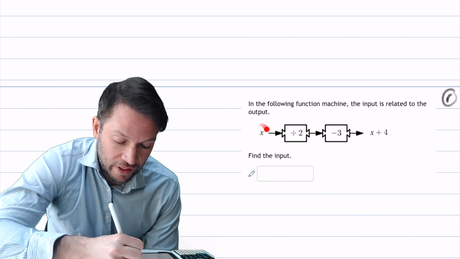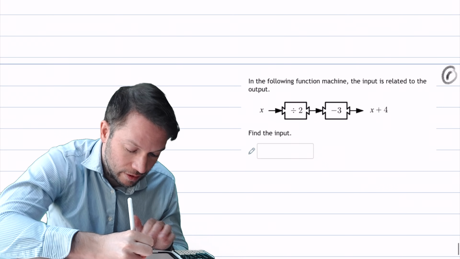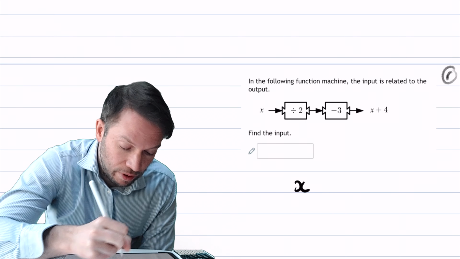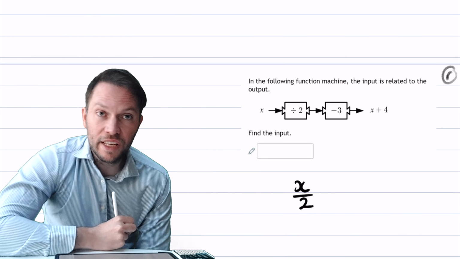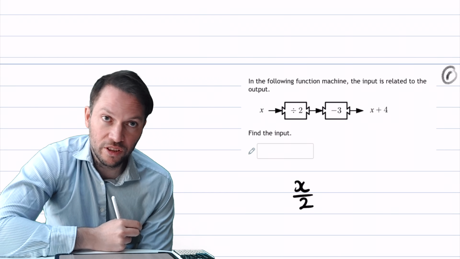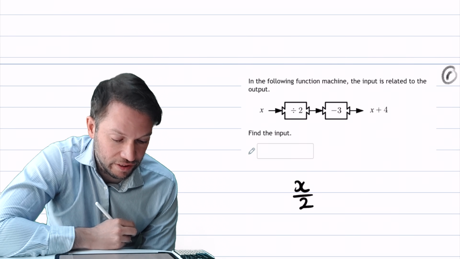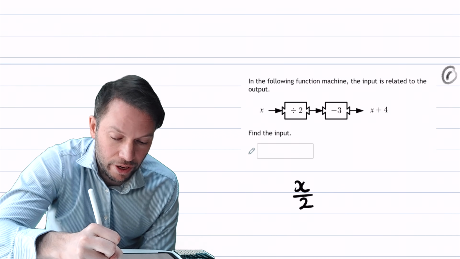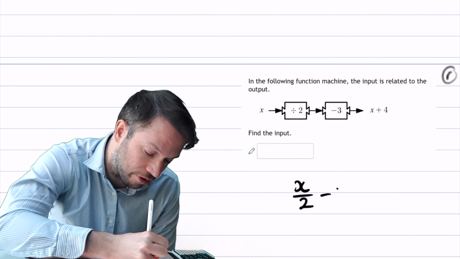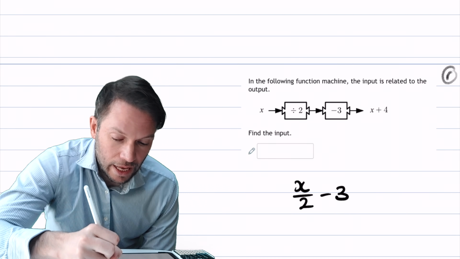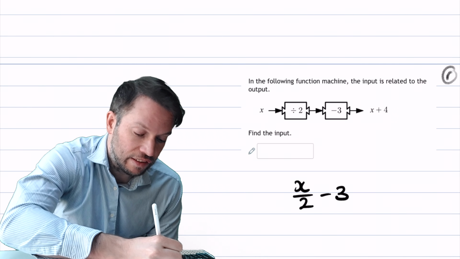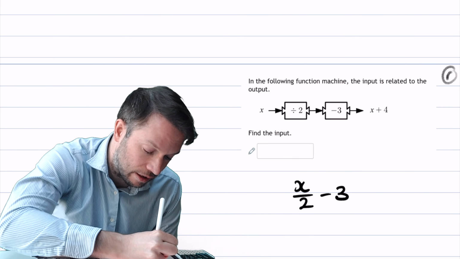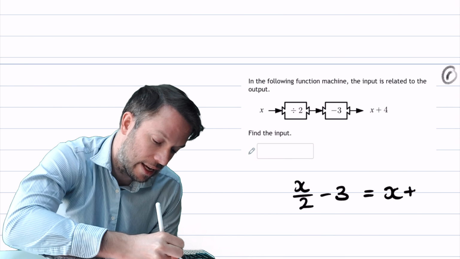Well, if we start with the x here, we've got the x. Now it's saying that x is being divided by 2. So if we write that over 2, that's how in algebra we would write something divided by 2. We like to write fractions rather than a divide by symbol. And then to that result, we're then subtracting 3. So we've got minus 3 outside of the fraction, and that gives you the output. And it's saying that output is equal to x plus 4. So we can say this output we've got is equal to x plus 4.